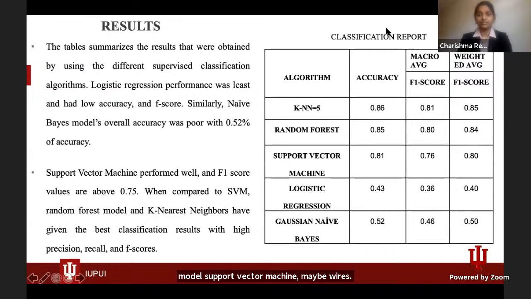As you can see in the results section, this classification report summarizes the results obtained by using the supervised classification algorithms. KNN and random forest models gave the best classification reports with accuracy above 85%, and the macro and weighted average F scores were above 80%. The support vector machine is the third best model. It has an accuracy of 81%, and the F score values are above 76%. However, logistic regression and naive Bayes performed very poorly with less than 50% accuracy.